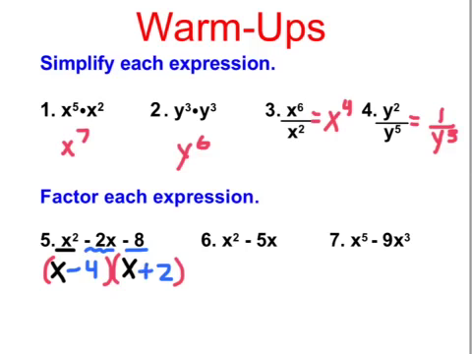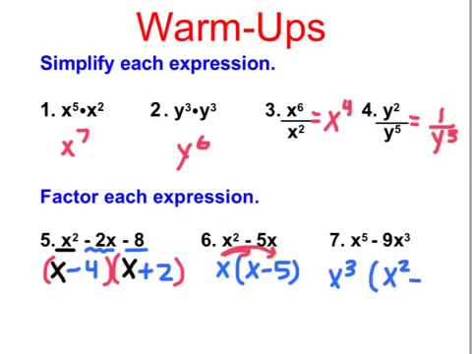For the next one, you need to look for your GCF first, which you should be doing on every problem. So if you factor out an x, you are left with x minus 5. If you check your work by redistributing x through, you should get what you started with. And for our last warm-up problem, the GCF, the greatest number of x's that you can divide out of both terms would be x to the 3rd. When you divide x to the 3rd out, you are left with x squared minus 9.